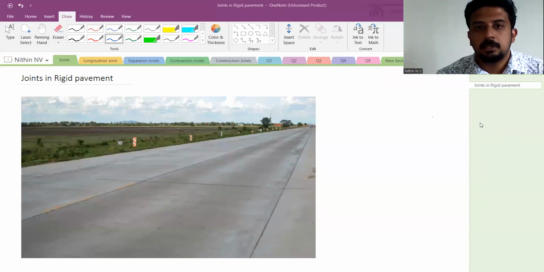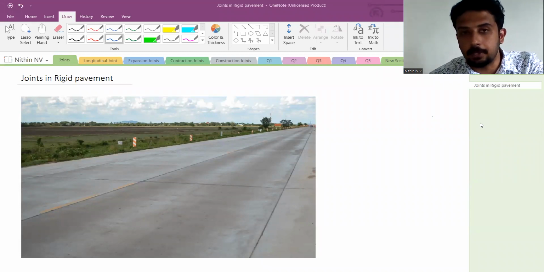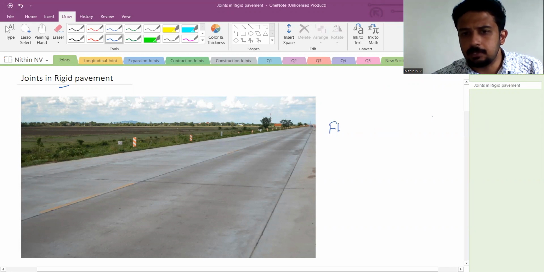Hi friends, in this video we are going to talk about the joints in rigid pavement. Now what is the meaning of rigid pavement, by the way? We have two different types of pavement, right? Flexible as well as rigid.